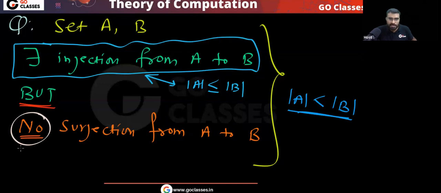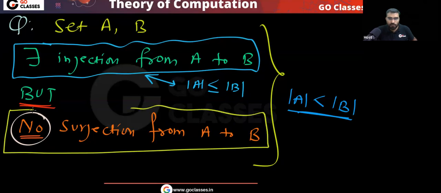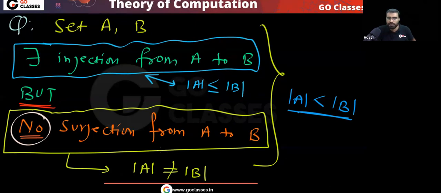There is no surjection from A to B. What does that mean? That means they cannot have the same cardinality. If there is no surjection from A to B, then they cannot have equal cardinality. So finally, combining these two, this is what you get. Is this understood?